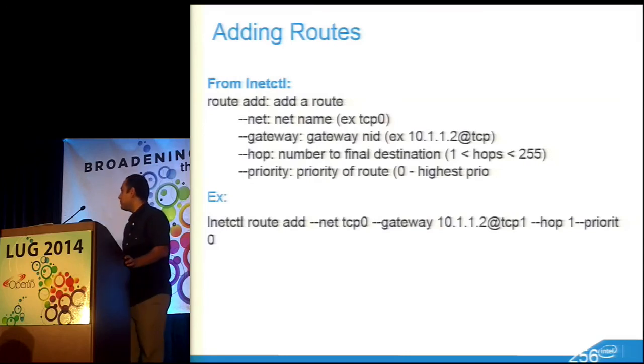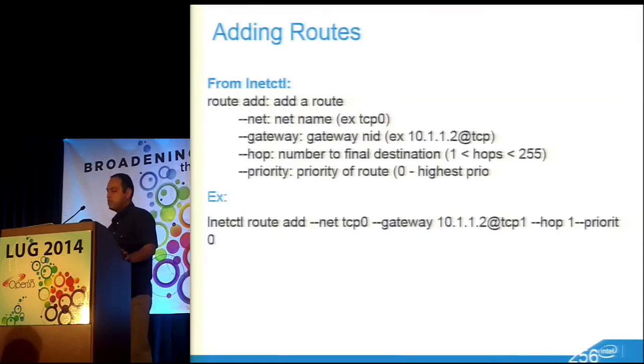You can remove it pretty much the same way. You can say route del and you specify the NET and gateway so that you can uniquely identify the route that you want to delete.